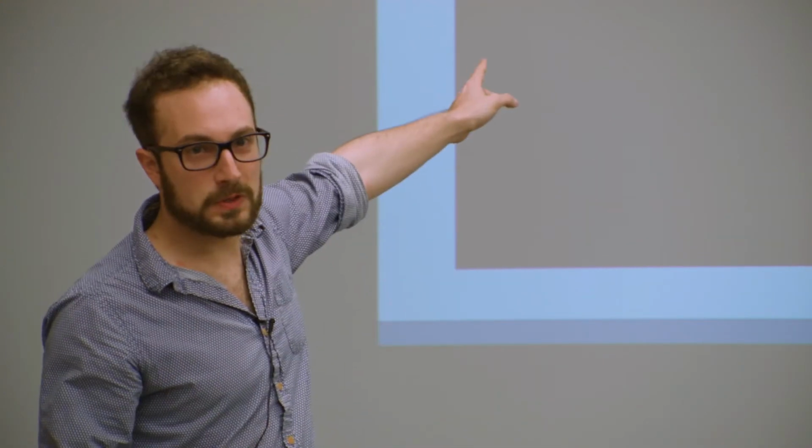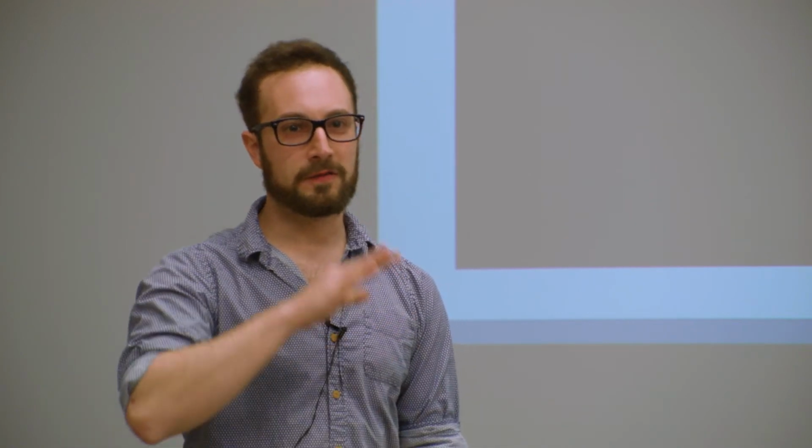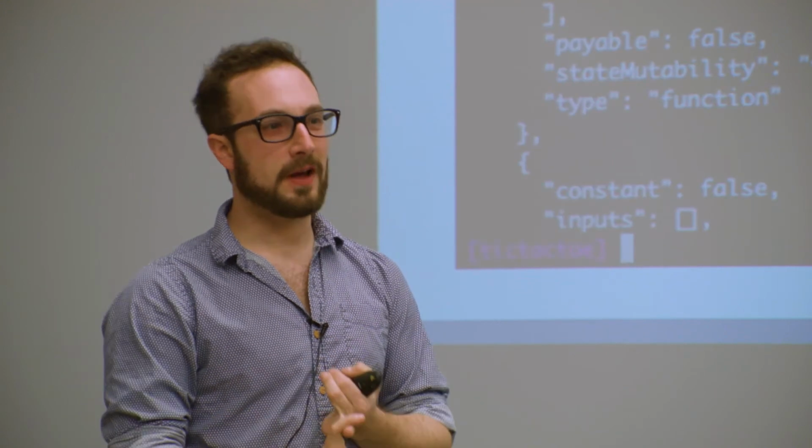It will also produce a ABI. That is the application binary interface. So that tells you if you're like a JavaScript consumer of this contract, what parameters you have to send to a function, what values you can expect to return, what functions are available, that kind of thing. So you need that in order to interact with any sort of contract that's been deployed onto the blockchain.